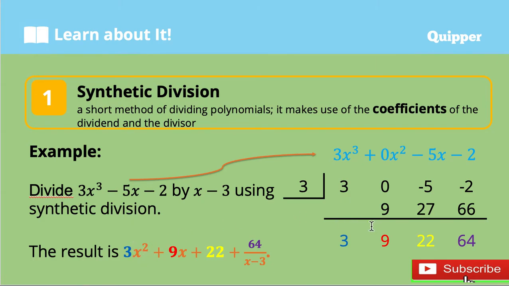Since they are all positive, the operation that we are going to use is plus. So the final answer is 3x squared plus 9x plus 22 plus the remainder, which is 64, over the divisor x minus 3. This is the final answer.